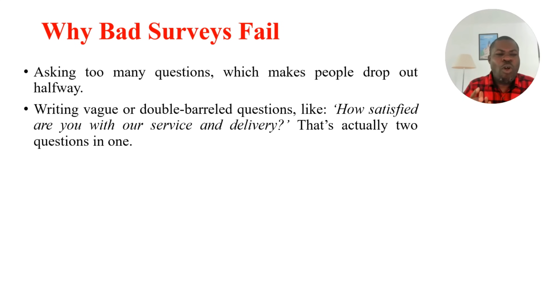Number two, writing vague or double-barreled questions like, how satisfied are you with our service and delivery? That's actually two questions in one. You're asking about delivery, and at the same time, you're also asking about the service. So you need to have a specific question for the service and another specific question for delivery. When you merge them together, it creates difficulties for the respondents to give you the right answer.